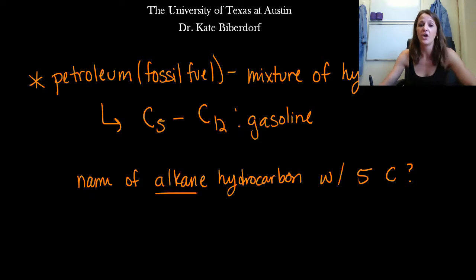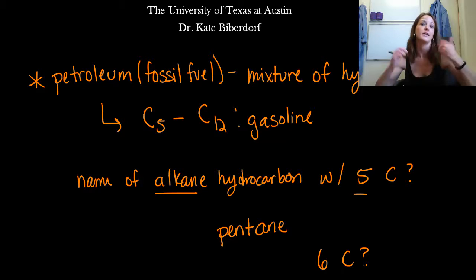I've asked you to memorize all the alkanes from all the way up to 8 carbons, so this is one that you should know. That is, if it's ane, A-N-E, it's going to end A-N-E. If there's 5 carbons, then you use the prefix pent. Pentane is actually the word. All right, next question. What is the name of something that has 6 carbons?